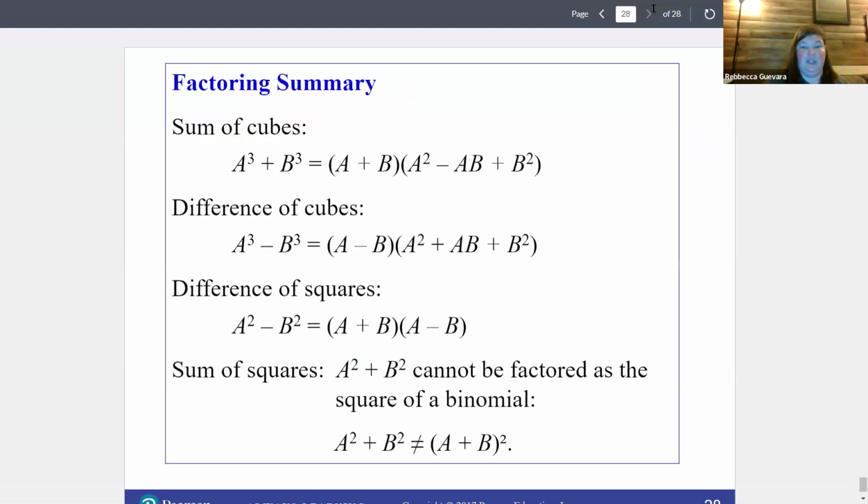So this is just a summary here, so you'd have those all together. So sum of cubes, difference of squares. Sum of squares, like we said, that one can't be factored.